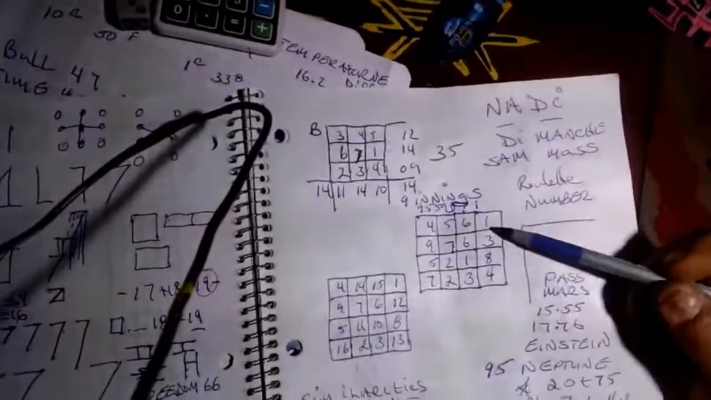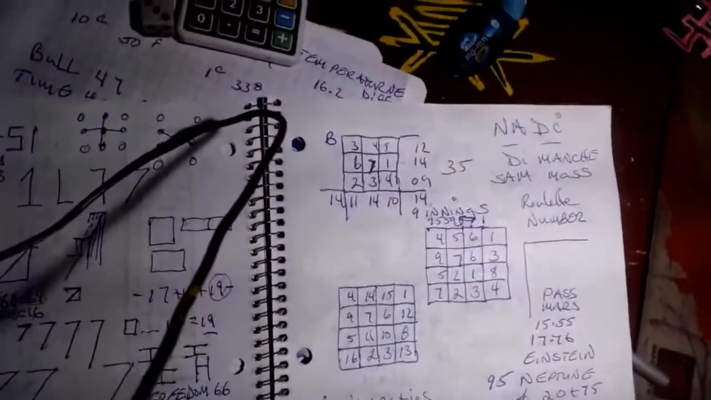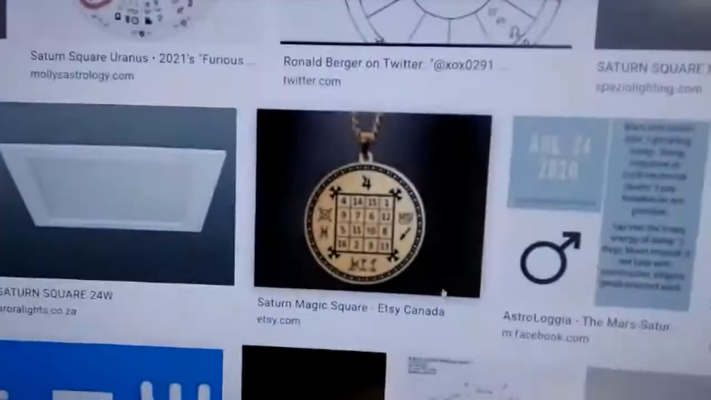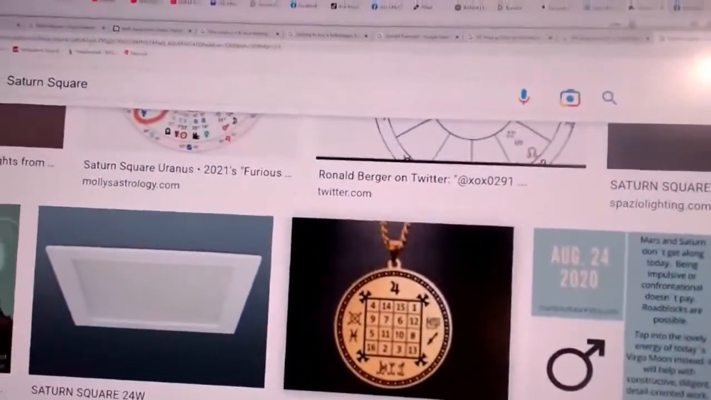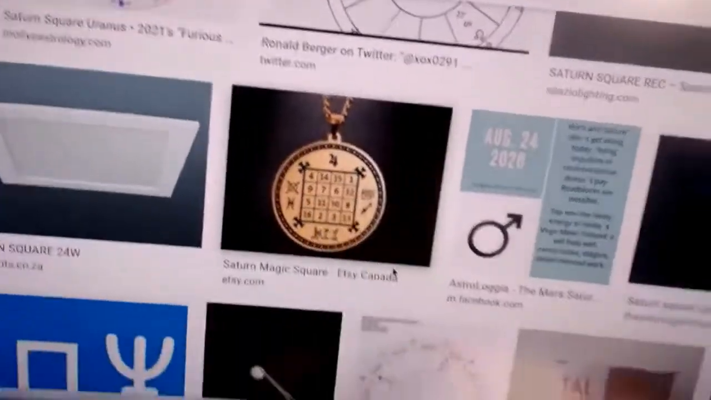What I'm doing right now is this is a piece of Rotus, no, not Rotus square. Hold on a second. This is right over here, Saturn Magic Square, and I want to see what they're saying. And besides that, I don't have anything prepared.